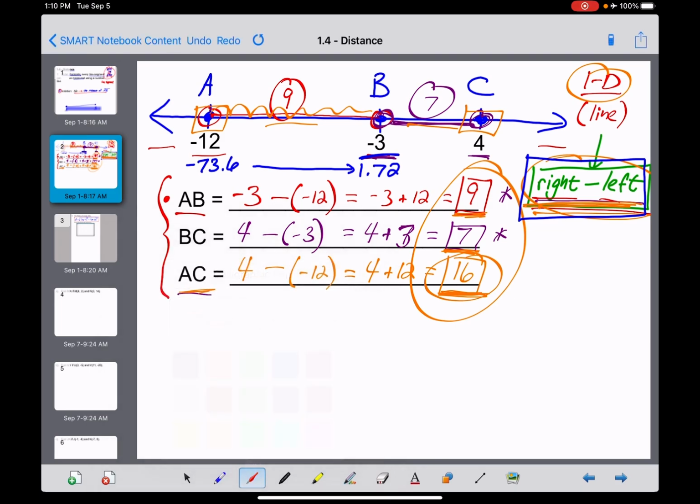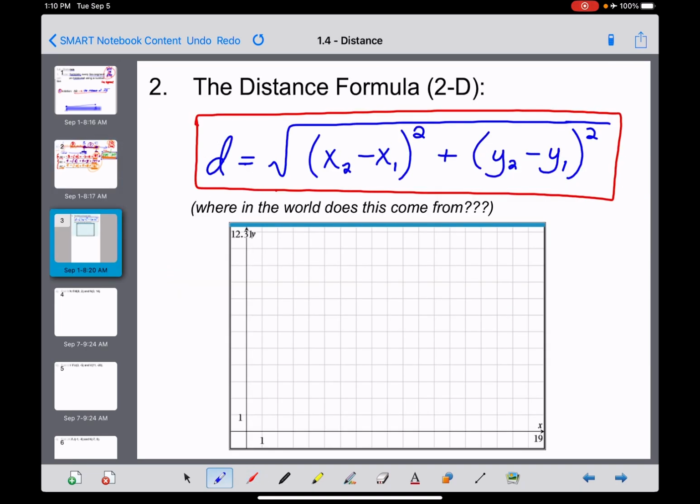Okay, that's all we were going to do with one-dimensional distance. It's pretty straightforward. It gets much more complicated when we start talking about the two-dimensional distance formula. Okay, so here it is, guys, and you need to make sure that you have this formula written really, really clearly in your notes in big letters and that you've got it written down exactly the way it's written here. So let's walk through it.